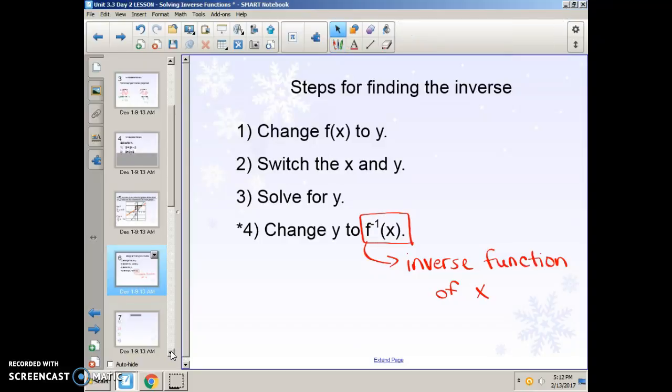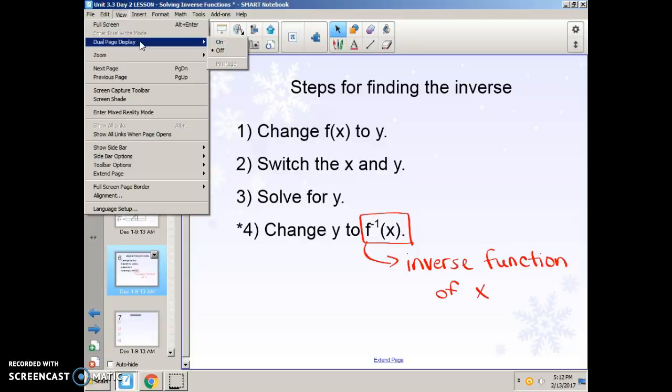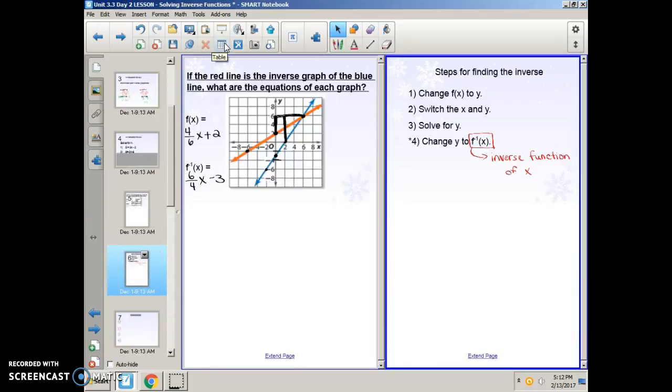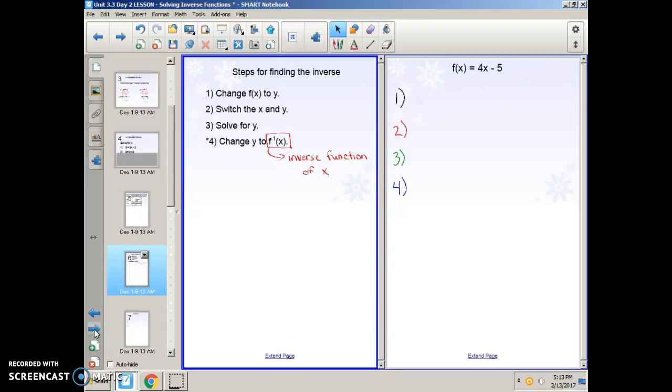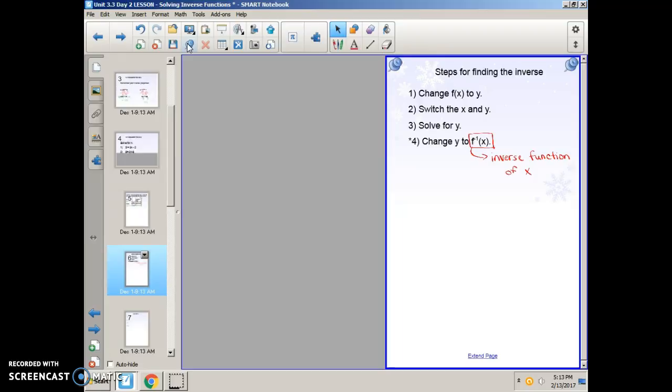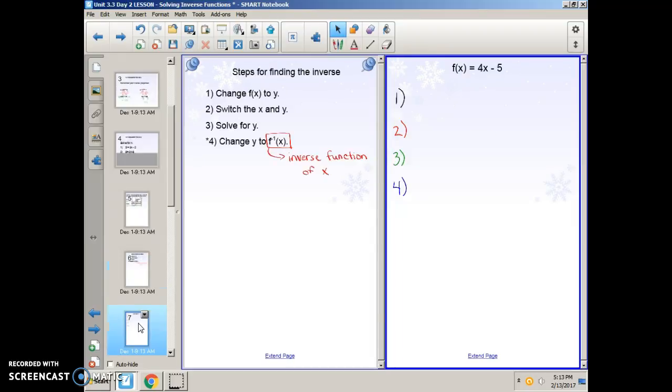Alright, so I'm going to do a dual page. There we go. And let's see if it'll let me pin this guy. There we go. Now I have my steps there for myself. Awesome. Okay, so I've color-coded each of the steps to help us remember.